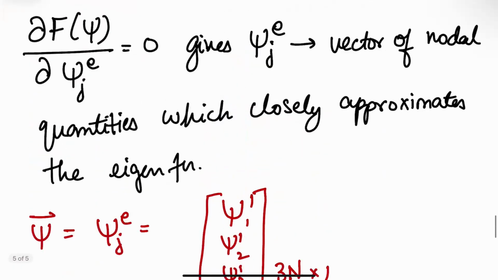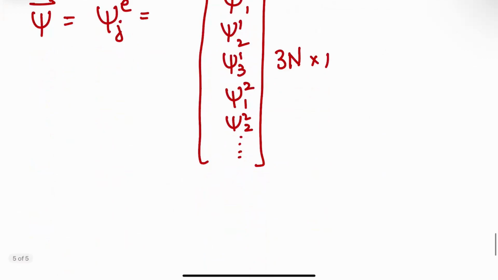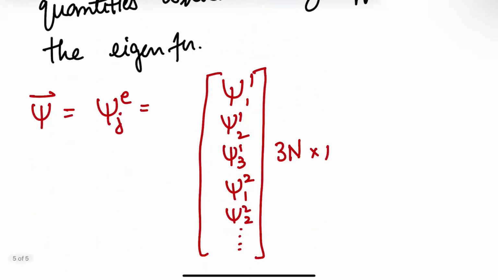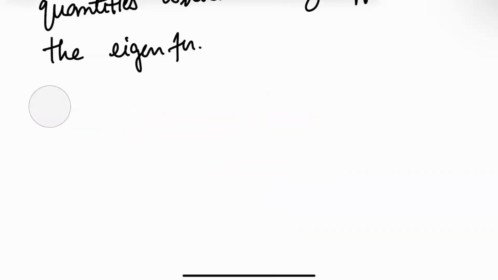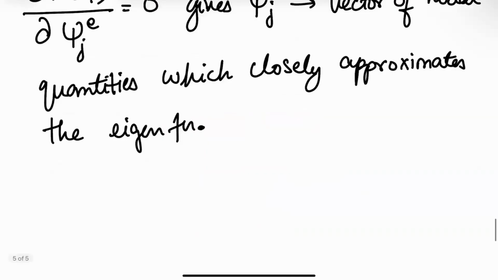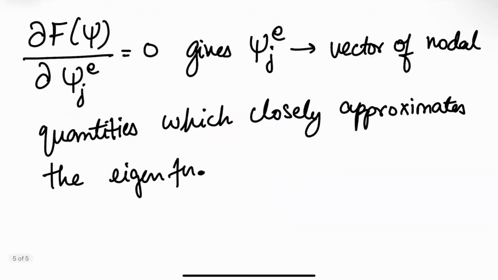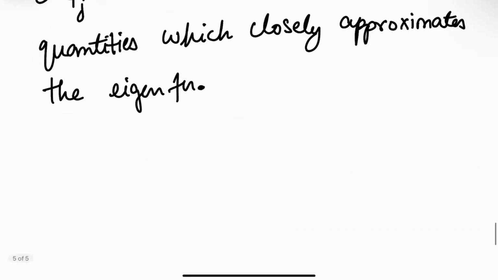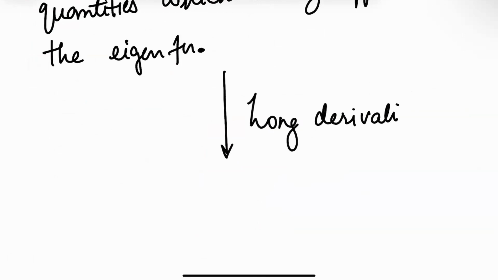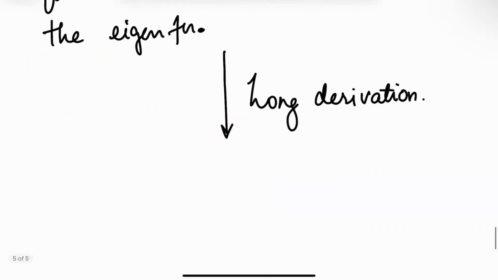Okay, so trying to do that is the next part. So let me erase this because now you understand where this vector thing is coming from. Okay. Vector of nodal quantity closely approximates the eigenfunction. Okay, so solving this equation essentially will give you a matrix equation. So we'll do the derivation. It's a bit of a long derivation. So we'll do it once we write down the final result. But I just wanted to write the final result.